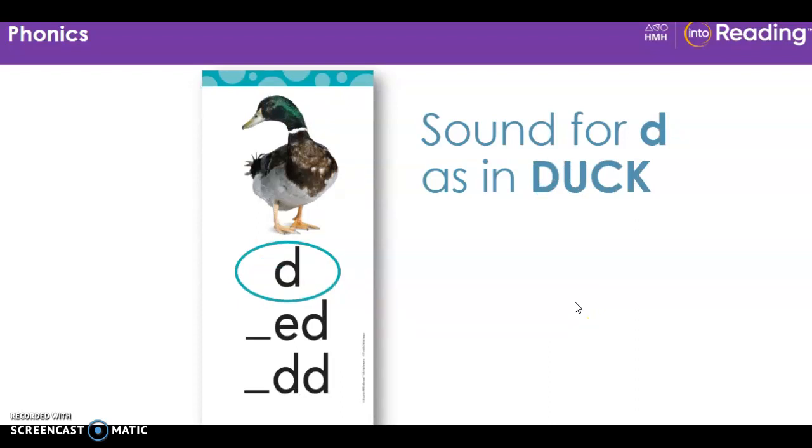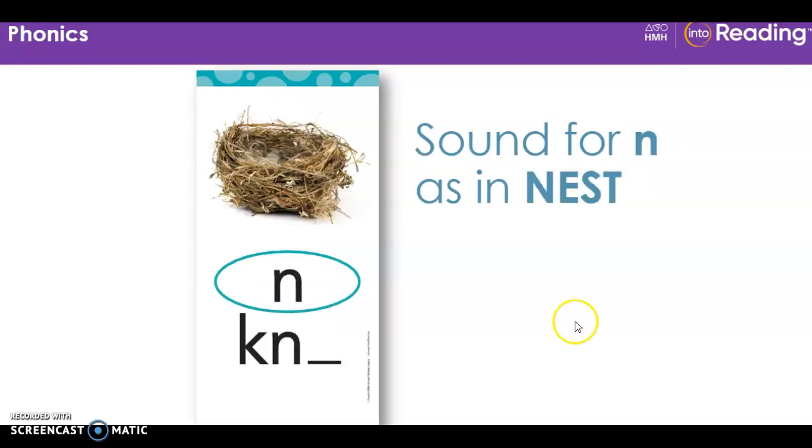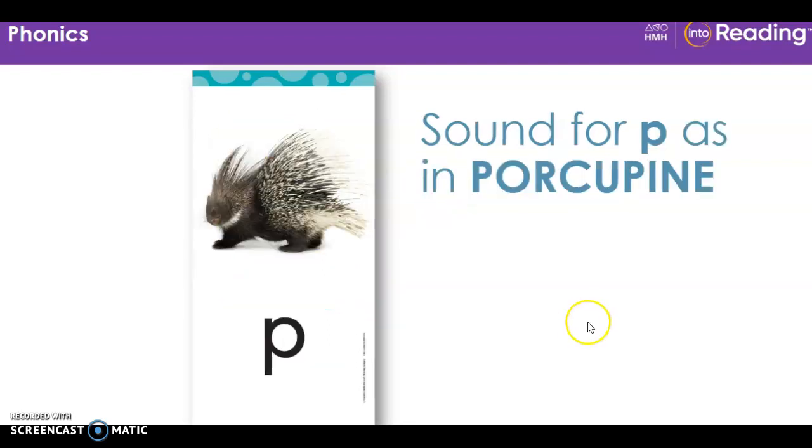Duck begins with the D sound. The D sound can have different spellings. One spelling for the D sound is just the letter D. Look at the spelling that is circled under the picture of the duck. Nest begins with the N sound. The N sound can have different spellings. One spelling for the N sound is just the letter N. Look at the spelling that is circled under the picture of the nest. Porcupine begins with a P sound. The letter P stands for the P sound at the beginning of porcupine.